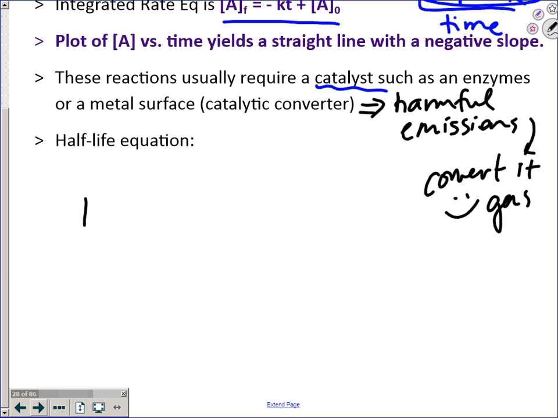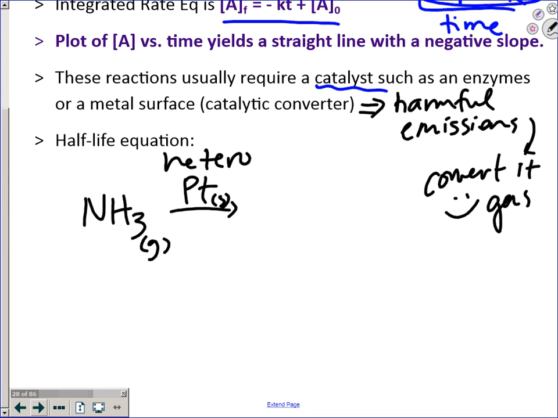Let's say ammonia. This is just one that we would maybe see in our car engine or car exhaust, but it does exist. It takes ammonia and uses platinum metal in a catalytic converter. The ammonia gases touch the platinum metal, and would this be a homogeneous or a heterogeneous mixture? Hetero, right? Because platinum is a solid metal and this is a gas, so that's hetero. It makes nitrogen and hydrogen gas.